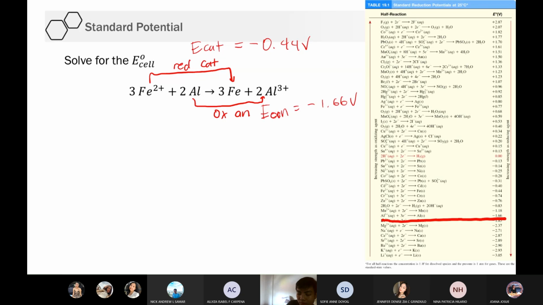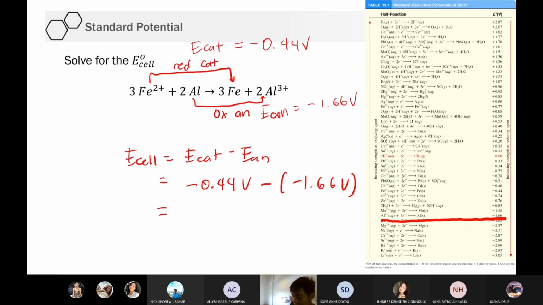Tapos, solve for E cell. Paano yun? E cell equals E cathode minus E anode. Cathode is negative 0.44. Anode is negative 1.66. Calculate nyo na lang yan. Calculate negative 0.44 minus negative 1.66. 1.22 volts. Okay? So, yan yung voltage ng cell natin.